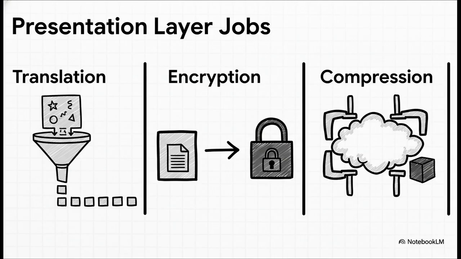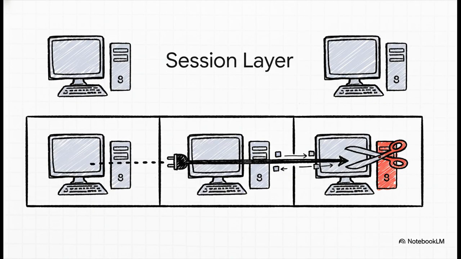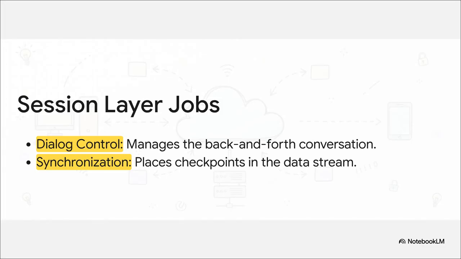Pretty cool, huh? Okay, next up we hit the session layer. This layer is basically the conversation manager. It's in charge of opening up the communication line, keeping the chat between the two devices going smoothly, and then closing it down politely when everything's been said and done. It's got 2 main gigs. The first is dialogue control. Making sure that 2 devices take turns talking and don't speak over each other.